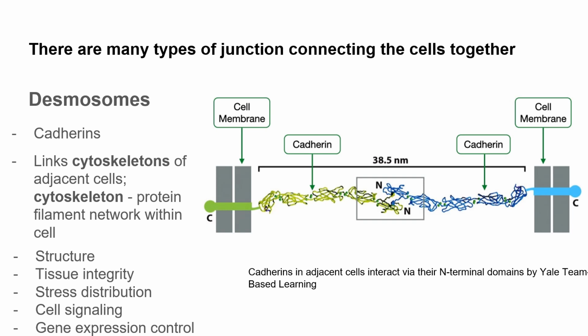These adhesions perform a structural role, supporting tissue integrity and allowing for even distribution of stress within the cytoskeletons of adjacent cells. It also plays a role in cell signaling and gene expression control for limiting proteins needed for transcription.